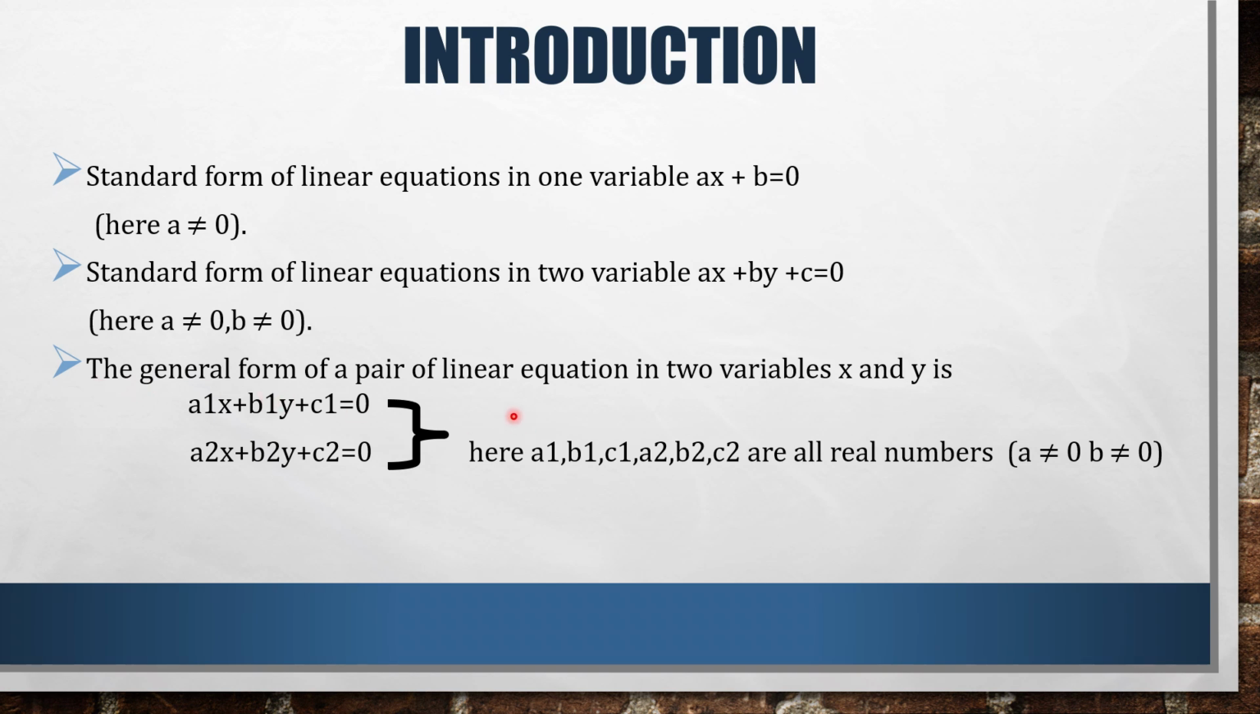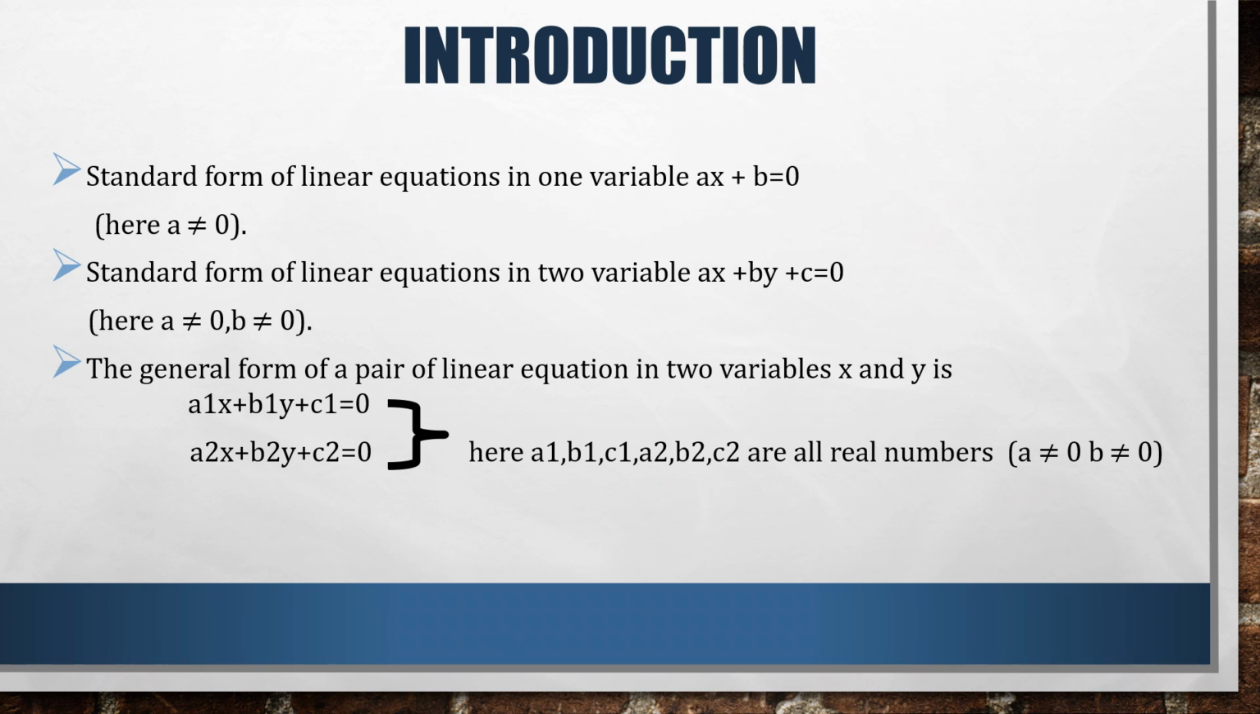The general form of a pair of linear equations in two variables x and y is a1x plus b1y plus c1 is equal to 0, and a2x plus b2y plus c2 is equal to 0. Here a1, b1, c1, a2, b2, c2 are all real numbers.